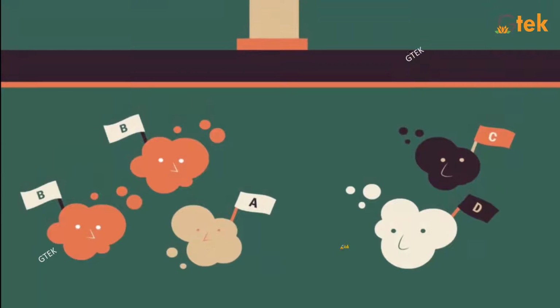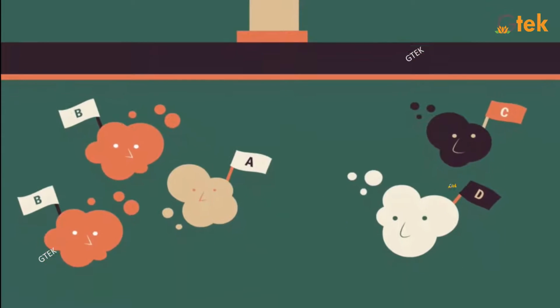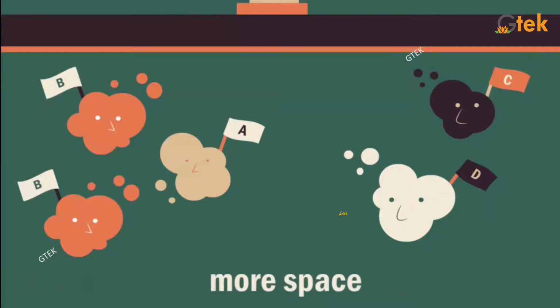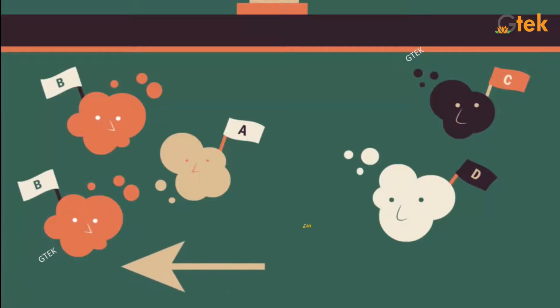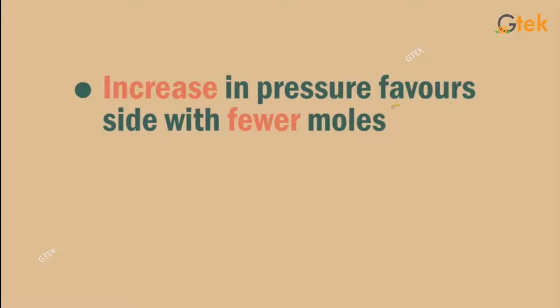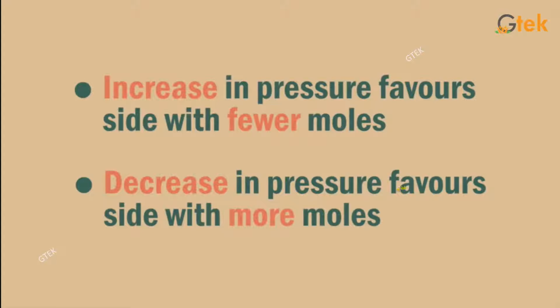You are able to see under pressure, here 2B is there, 1A, and C and D are there. This is the reactants and this is the product. So more volume now, more space now. So an increase in pressure favors the side with fewer moles. A decrease in pressure will favor the side with more moles.